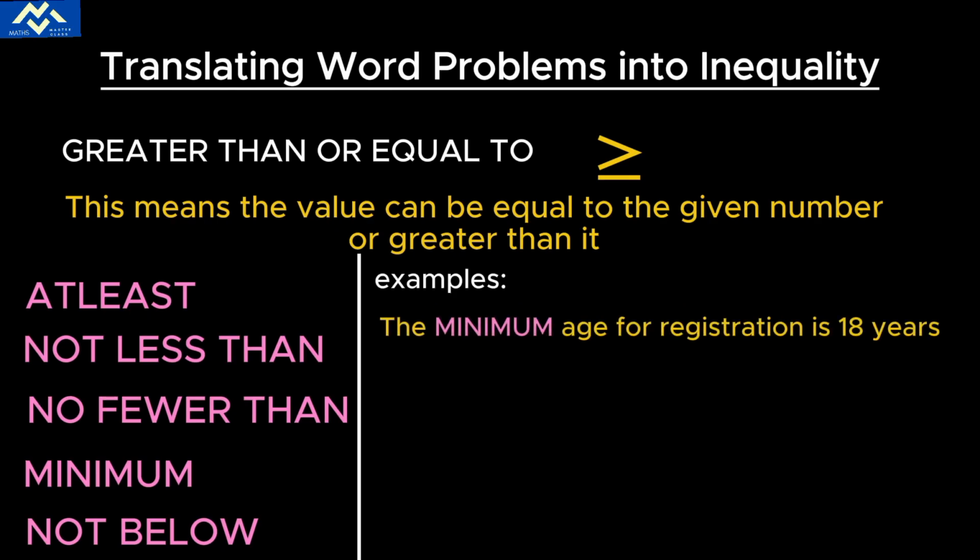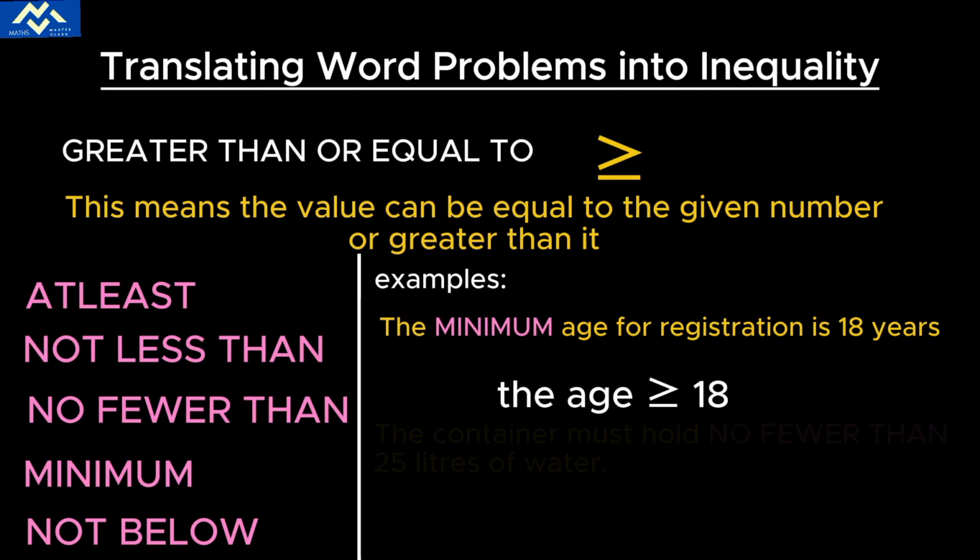Again. The minimum age for registration is 18 years. This means the acceptable ages are 18 years and above. A person who is 17 years old is not eligible, but someone who is 18, 19, or 20 years old is eligible. Therefore, the age must be greater than or equal to 18.